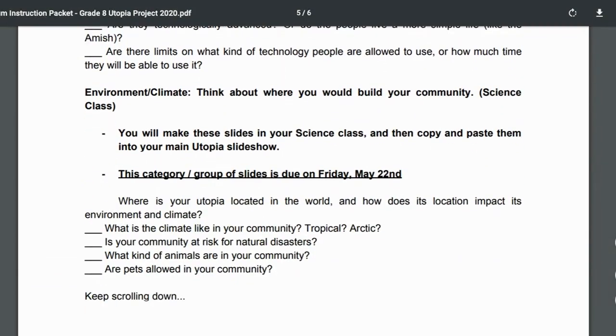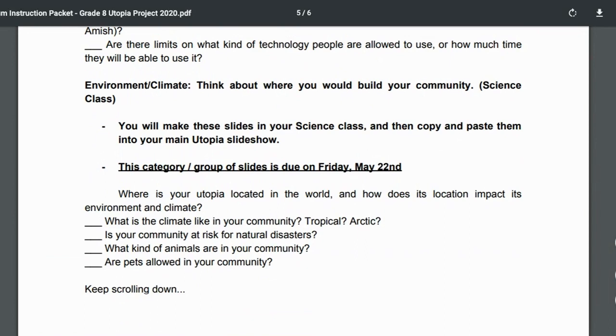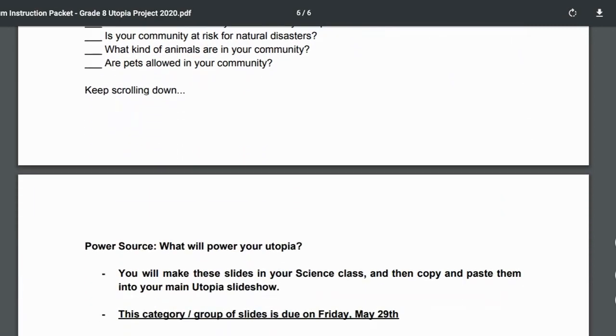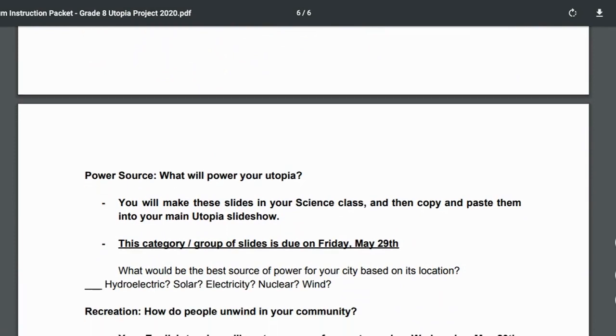There's also a science section on environment and climate. So where in the world your utopia is means it has different weather patterns, different natural disasters are possible. Think about where in the world you might want your utopia to take place. That also involves what kind of animals are in your utopia. Finally, another source for your science program is your power source. What you'll need to do is figure out how you're going to run the power in your society. So that is the final of the three slides or categories that you will need to do for your science class that you can then copy and paste into your Utopia slideshow for English.